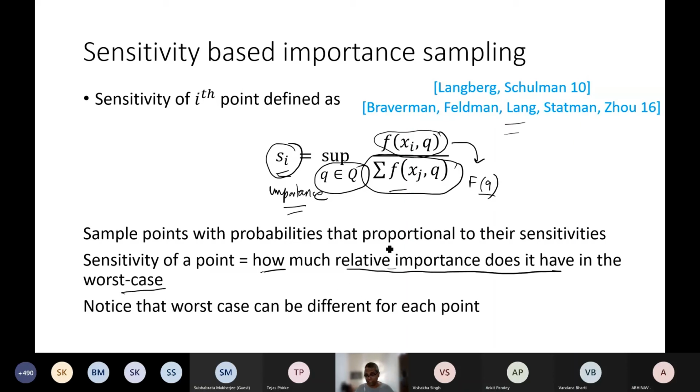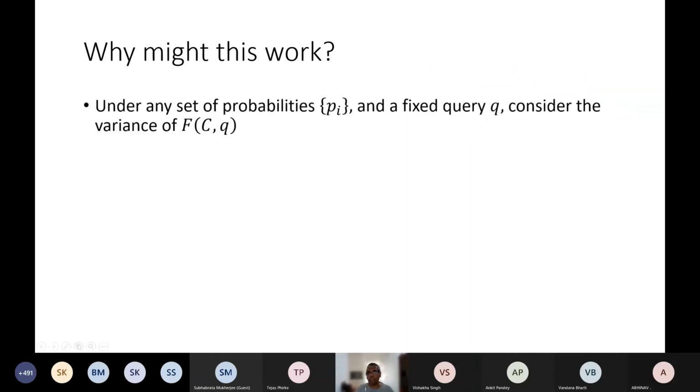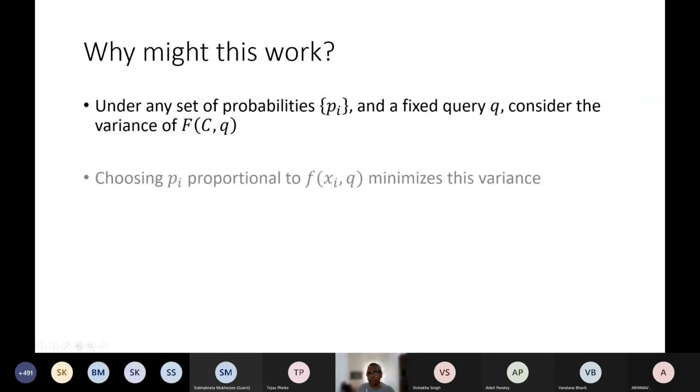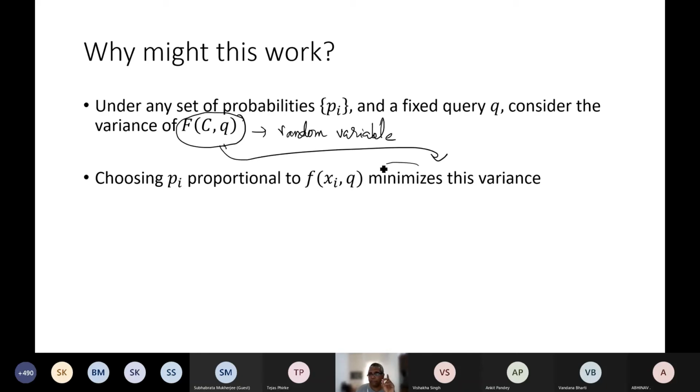Okay. And these people have a very beautiful set of results that says that if I can calculate this importance score for everybody, they form a very nice way of sampling. Why will this work? Again, I will give you the intuition behind the mathematics. I will not show you the mathematics. If you look at this quantity, it is a random quantity because of sampling. This is a random variable because C is random, right? Choosing the sampling scores minimizes the variance of this random quantity. Basically, it makes the random quantity very close to its expectation.